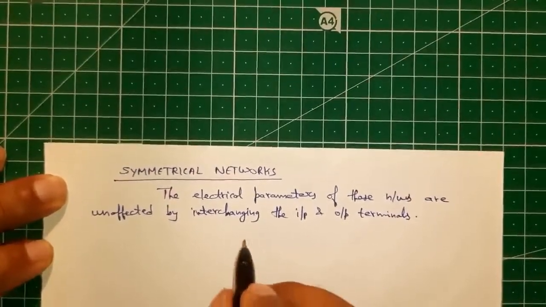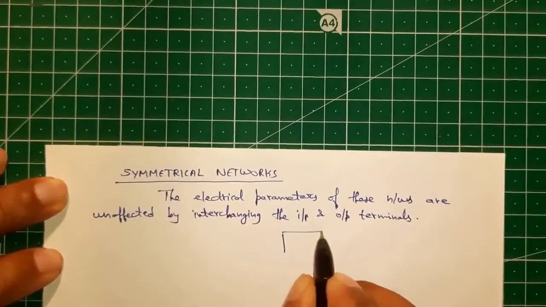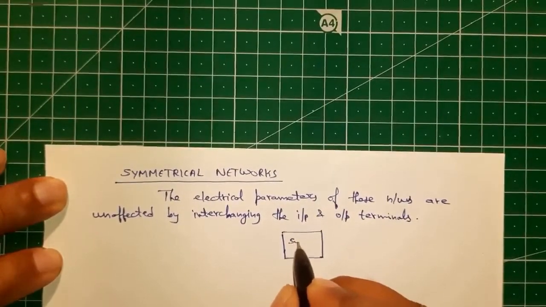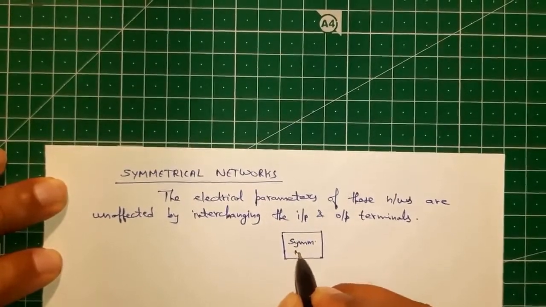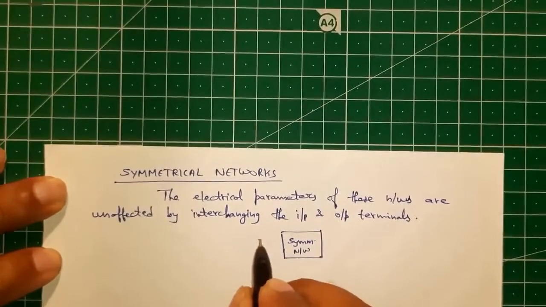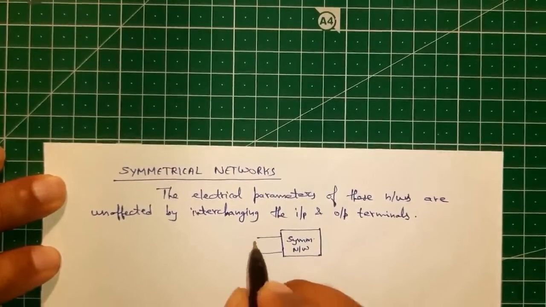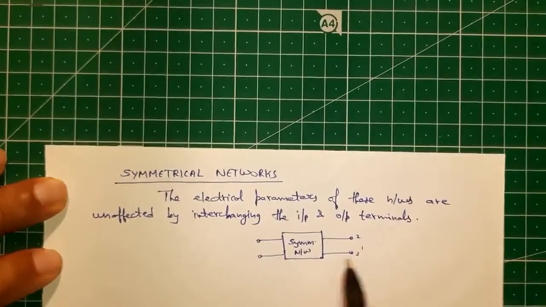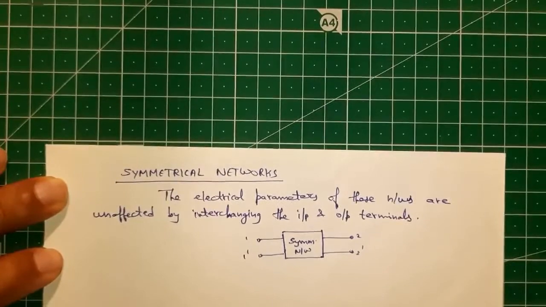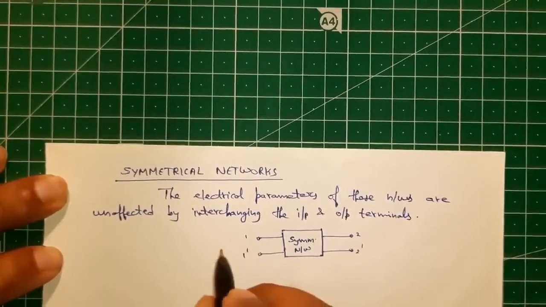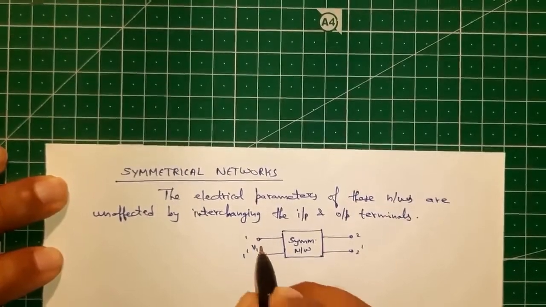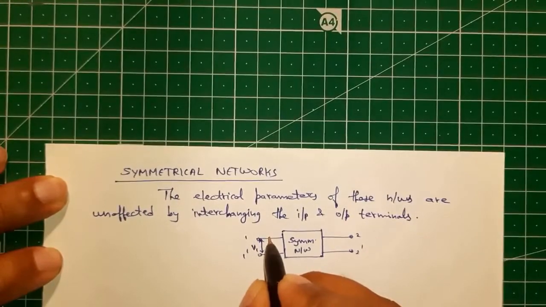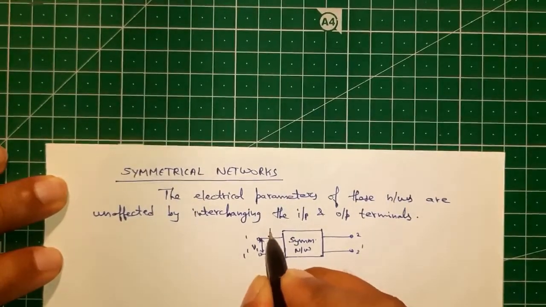For example, we have a symmetrical two-port network, and let us say these are the input terminals, these are the output terminals, and we apply a voltage, say V1, here, and we get a current I1.